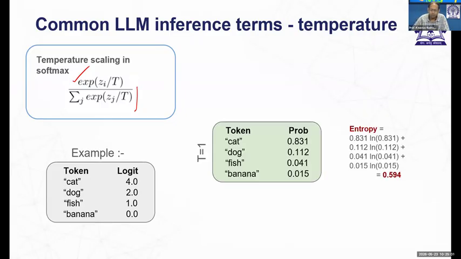Now, what is the basic softmax technique? The T will be 1. If we do that, what is the probability out of this? So T means you get this equation: exponential of Zi divided by the summation of the exponential of Zj. Okay. So here the cat gets the probability of 0.831, dog 0.112, fish 0.041, and banana is 0.015.